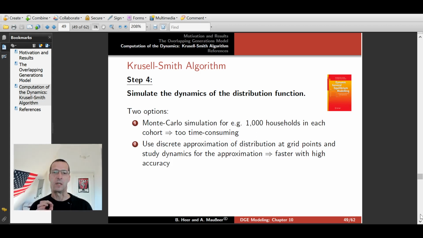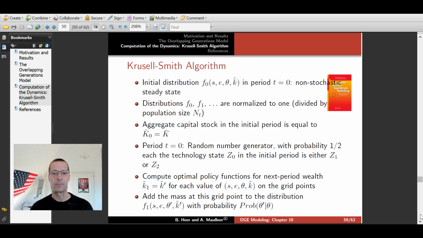Let me get into the details. This is a little bit more tricky here. We start with an initial distribution F0 for the individual states. So we just keep track of the distribution over the individual state space: age s, permanent productivity e, idiosyncratic productivity theta, and wealth k, in period t equal to 0. We normalize each distribution in period 1, 2, and so on to 1. So we divide by total population size.